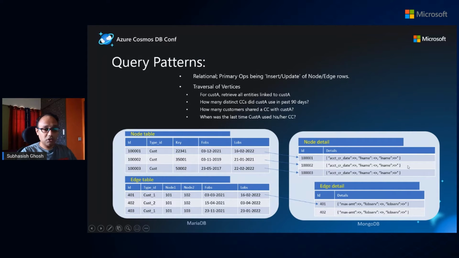Moving on to the query patterns they were running, that's also one of the key reasons why more and more customers we see are modernizing using Cosmos, because the top query patterns are all relational. The primary operations were a combination of insert and update of the node and edge rows. For example, for a customer, cust A, I want to retrieve at a given instant of time all entities linked to the customer. Let's say, how many distinct credit cards did this particular customer use in the last 90 days?